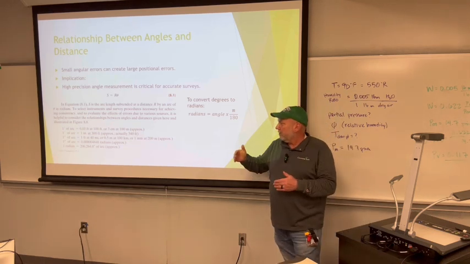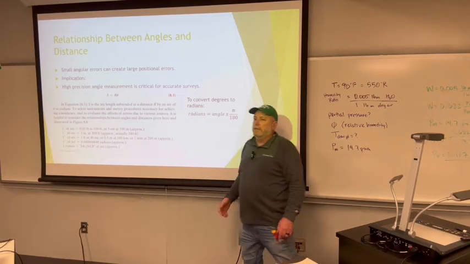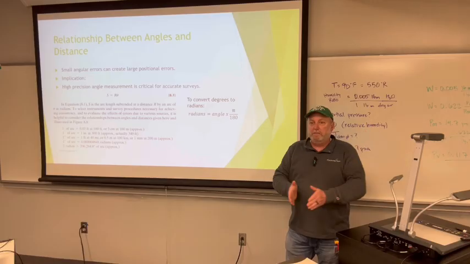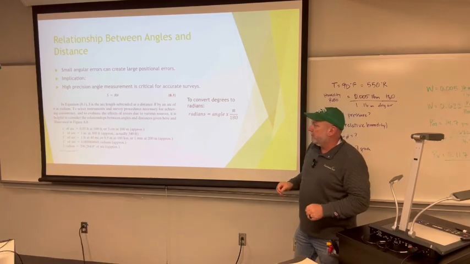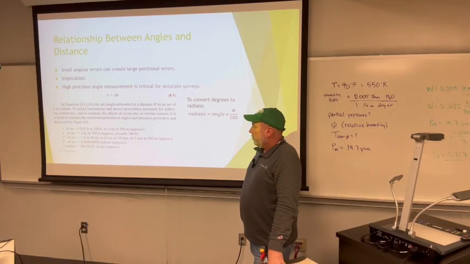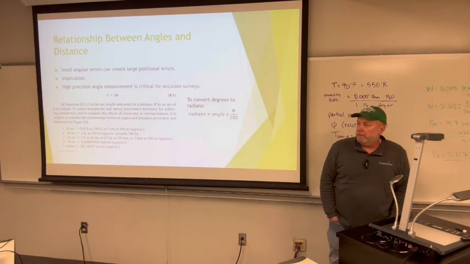If you're off 3/100ths of a foot at 100 feet and you're going out 200 feet, 300 feet, you're going to keep getting bigger and bigger distances. That can definitely be bad. 1 minute of arc, you're looking at 1 inch at 300 feet. So 1 inch is approximately 8/100ths of a foot.